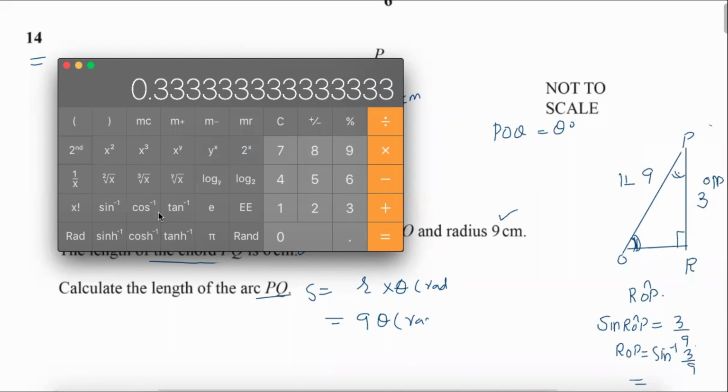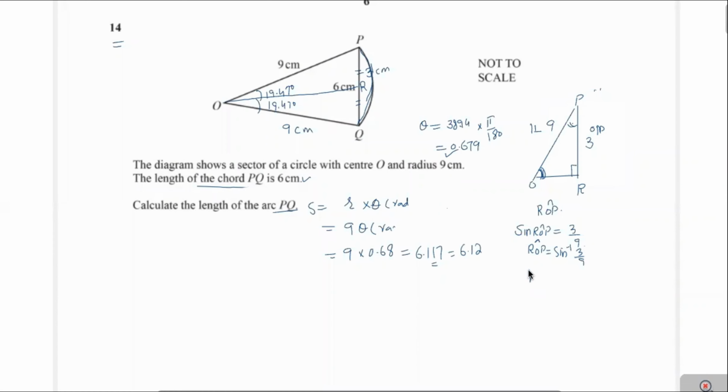Now we take the sine inverse, that is equal to 19.47. Now angle ROP will be equal to 19.47. Now the angle POQ will be equal to 2 times angle ROP. Now 2 times 19.47, the angle POQ, because POR, in other words, you can say ROP is 19.47. The angle ROQ is also 19.47. Therefore, POQ will be equal to 2 times 19.47.